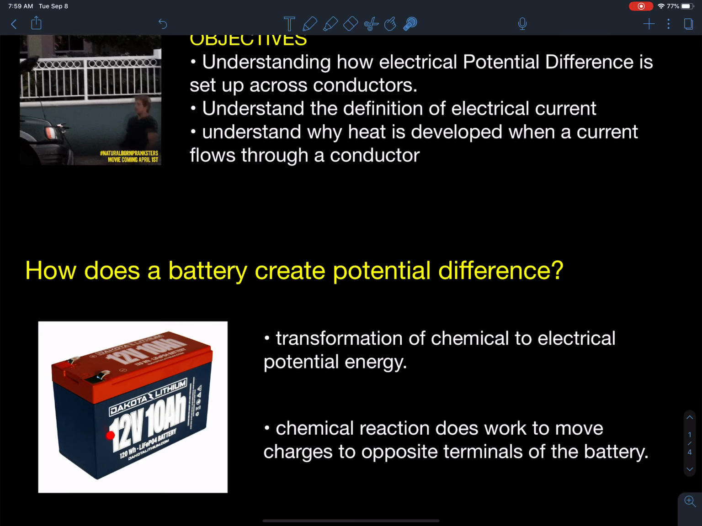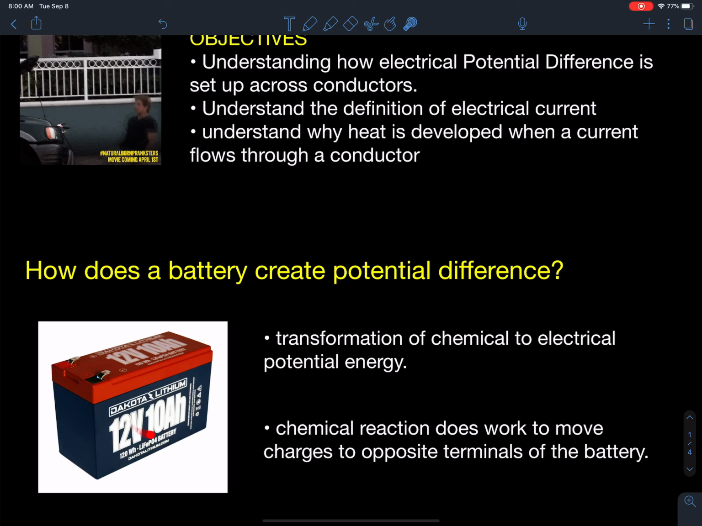This is a common 12-volt battery. It's a lithium battery. It's probably not in your car, it's probably in an electric car. It's a 12-volt battery with 10 amp hours. If you want, you can research what that means, but it tells me how much charge is stored in the terminals of a battery. And that battery transforms chemical energy, the reaction of the lithium in the battery, to electrical potential energy.